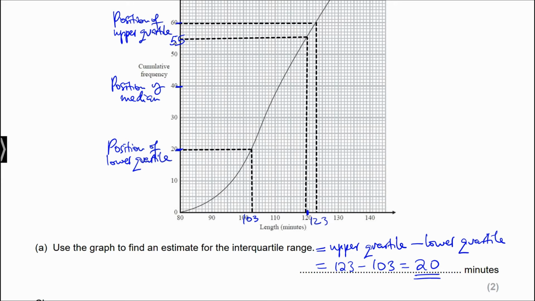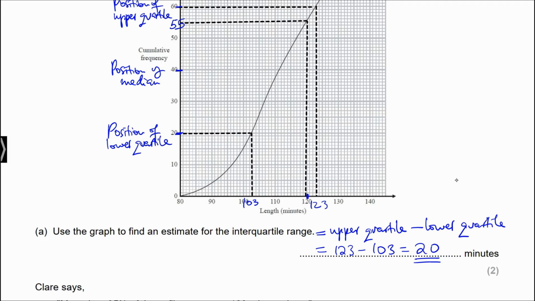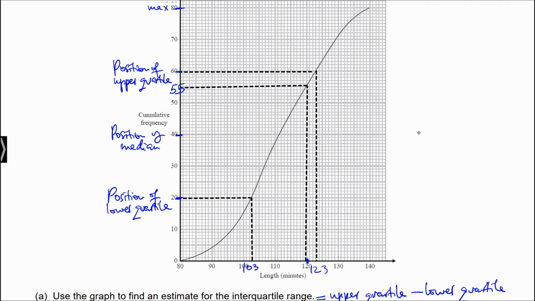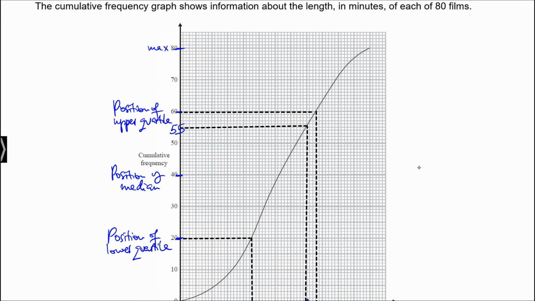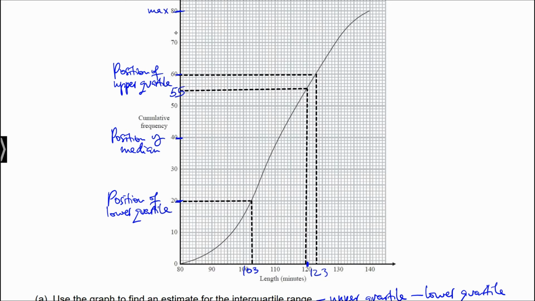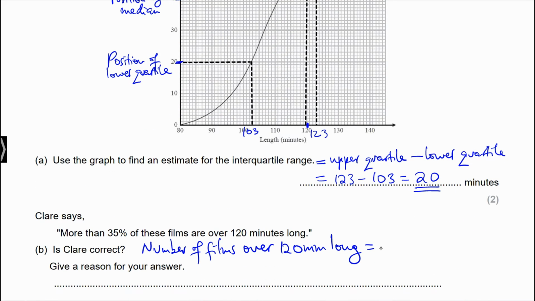It's about 55. So we can see that the number of films under 120 minutes long is 55. So let's write that down here. So we can see that the number of films over 120 minutes long will be equal to 80 minus 55, because that's over. This is the range that you're looking at here. So that will be equal to 80 minus 55, which will be equal to 25.